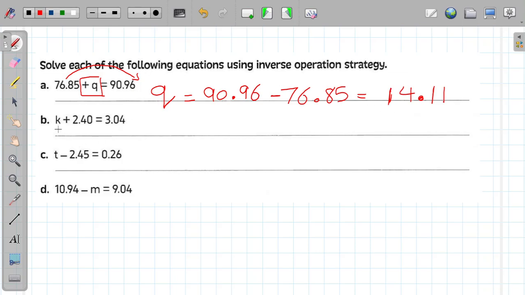Next I have K plus 2.40, or 2 and 40 hundredths, equals 3.400. So I have here K plus a number, so I will send the other number to the other side with the inverse operation.